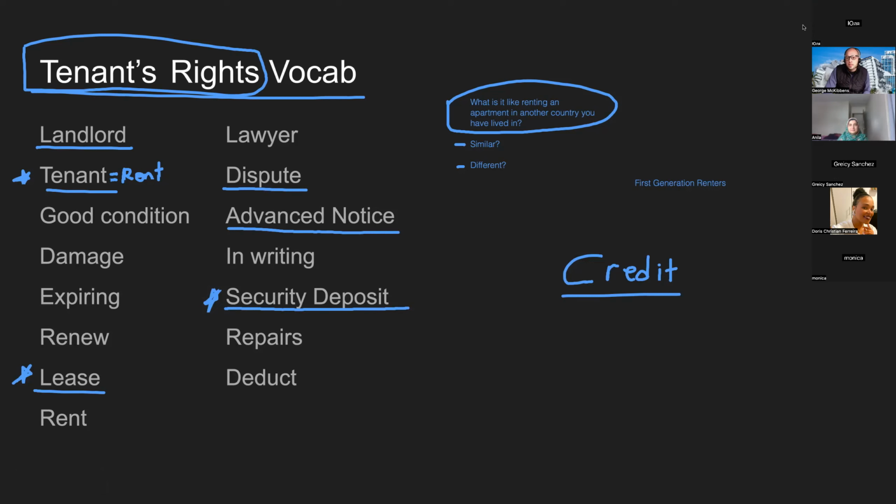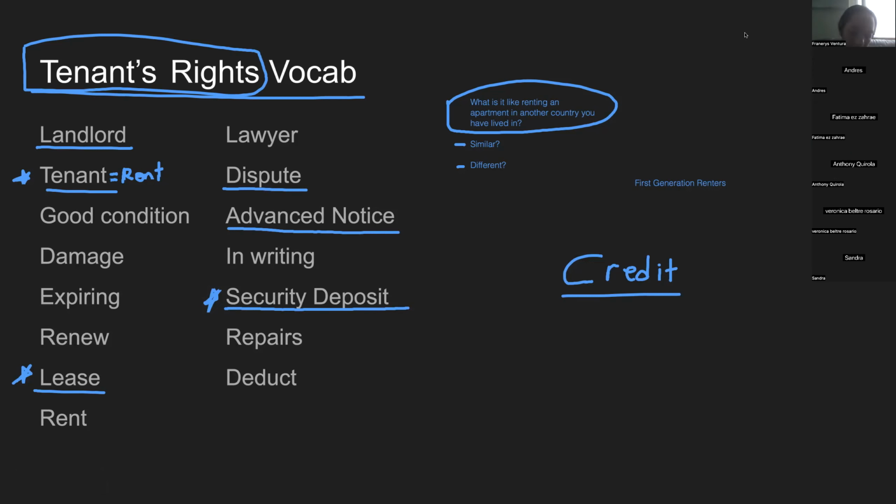So let's see. Repairs, we went over that. What does it mean? This might be a new word, deduct. What does it mean to deduct?